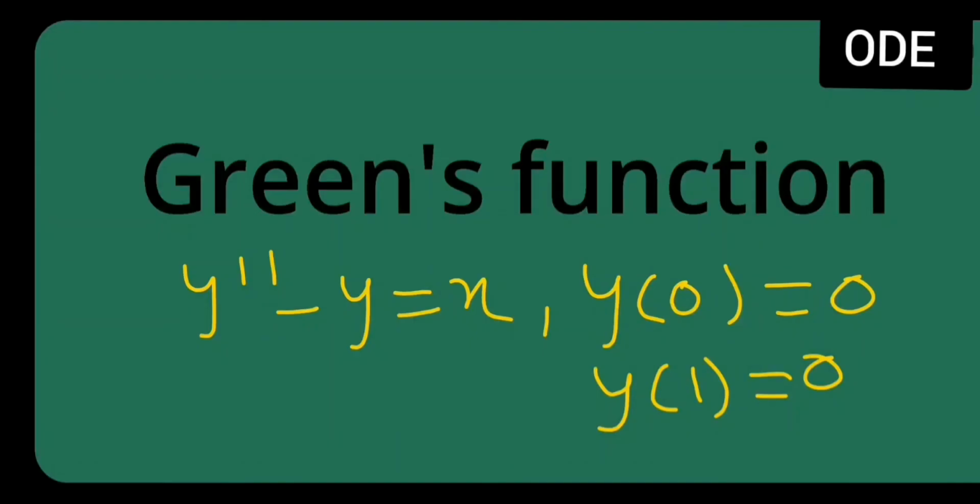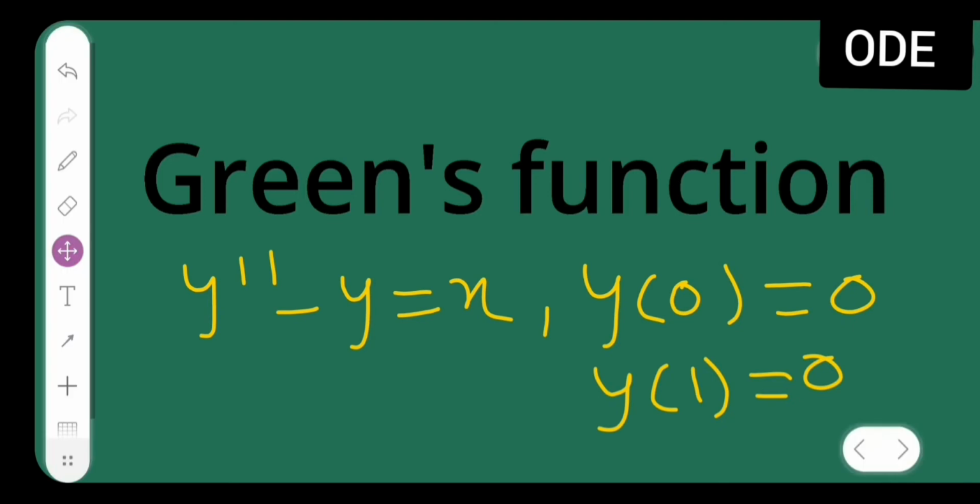Lecture of ordinary differential equation. I will be teaching you all the Green's function. In the previous lecture also I have given this to you all: y double dash minus y is equal to x, where the boundary conditions are given to be y of 0 is equal to 0 and y of 1 is equal to 0. Let me start with it.